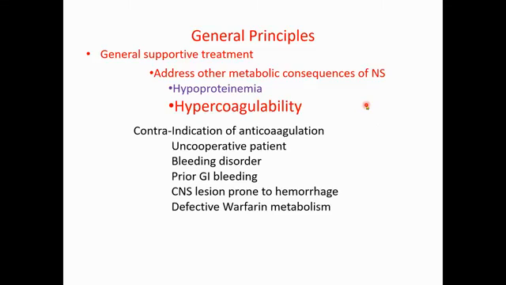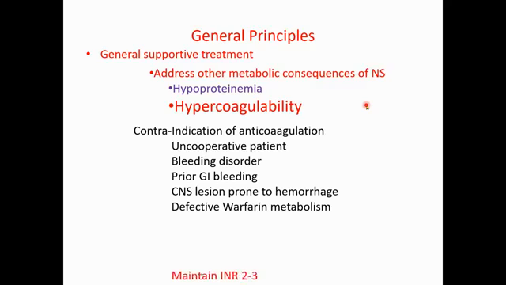Contraindications of anticoagulation: if the patient is uncooperative, bleeding disorder, prior GI bleeding, CNS lesion prone to hemorrhage, defective porphyrin metabolism. This group of patients need no anticoagulants.